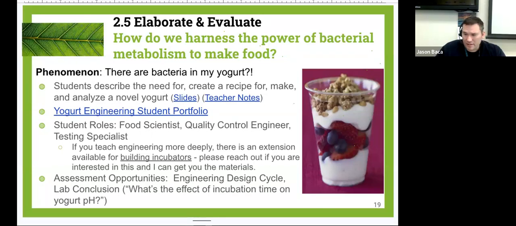I have kids come back and ask, what was the recipe again for yogurt? I'm like, well, let me look up what you did, and I have all those, but it's crazy. They really enjoy this one. This is the one they remember the most.